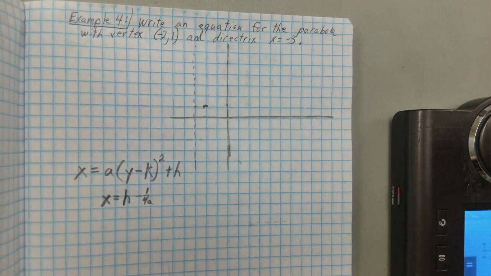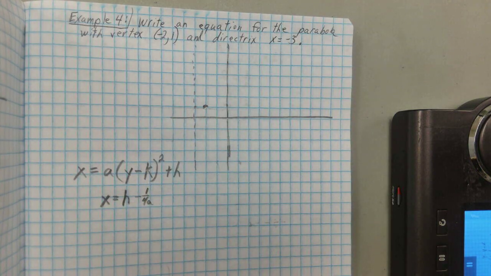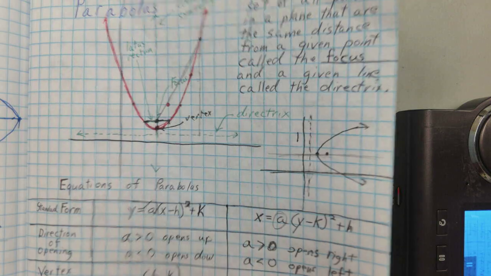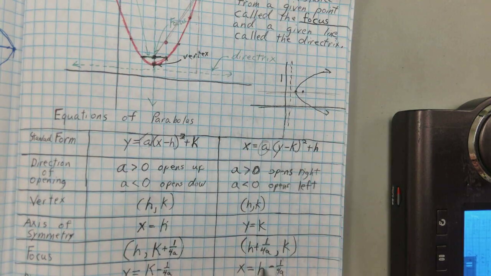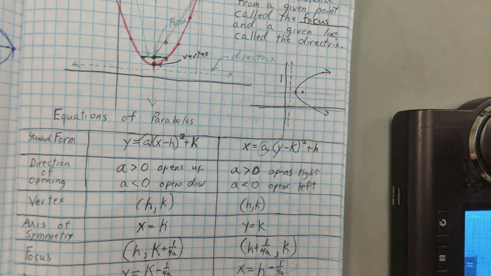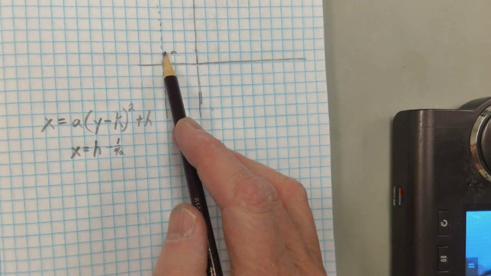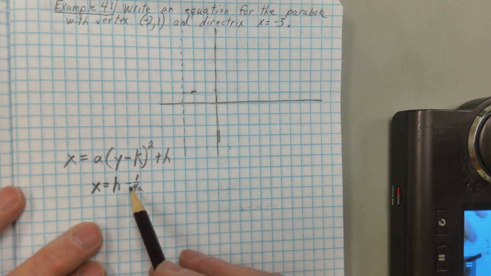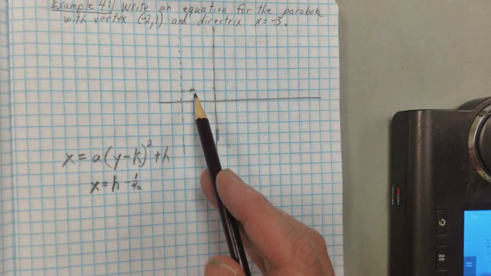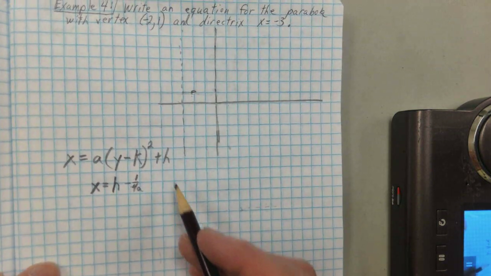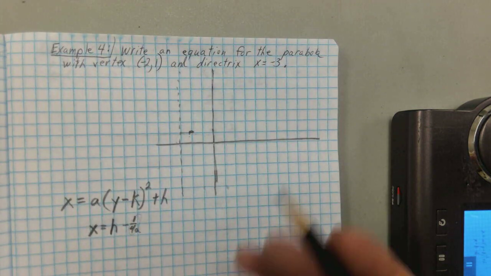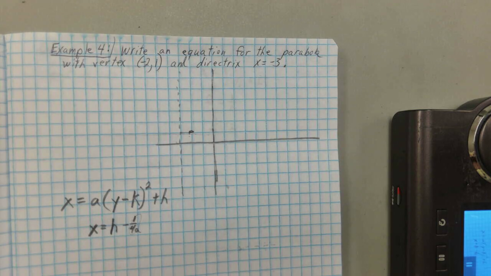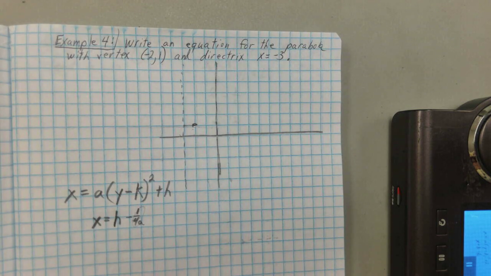You guys look back at the notes, let me see if I can find it here. h minus 1 over 4a. Now, I don't have that memorized necessarily. I just have a general idea, and I know that I need to subtract for the directrix to the left of that. And I do remember 1 over 4a. That's the part I do remember. Okay. So x equals h minus 1 over 4a.